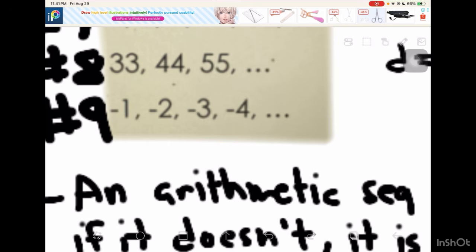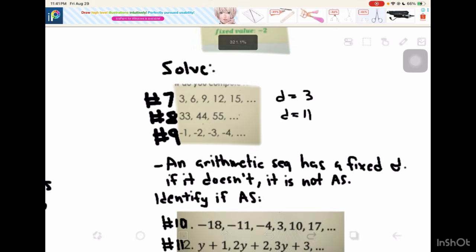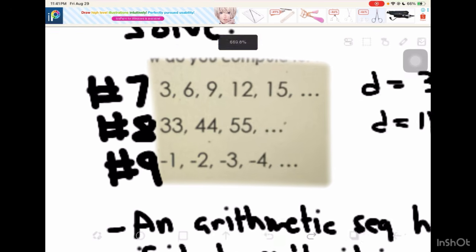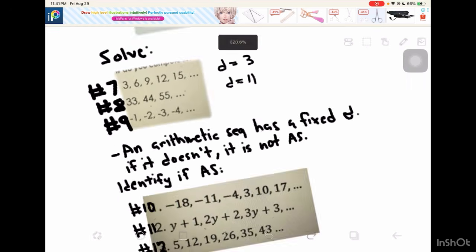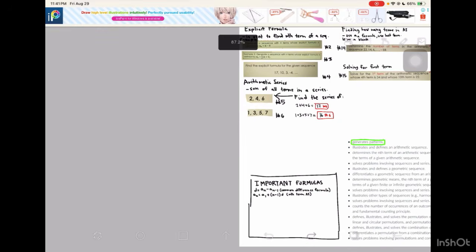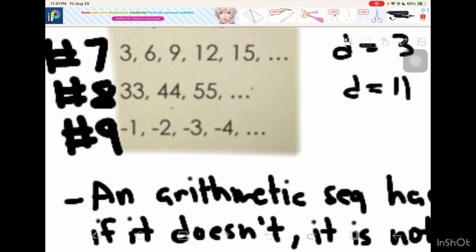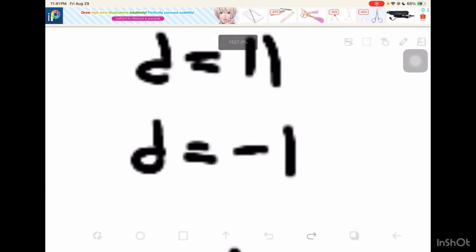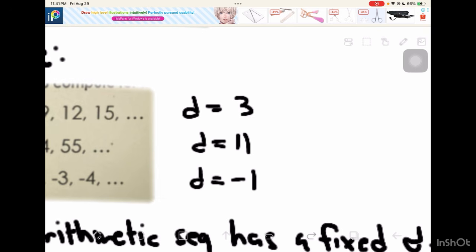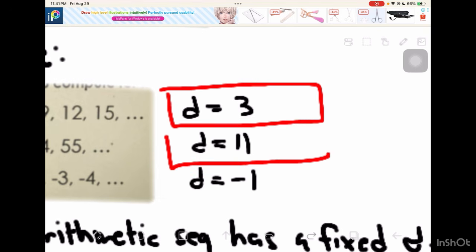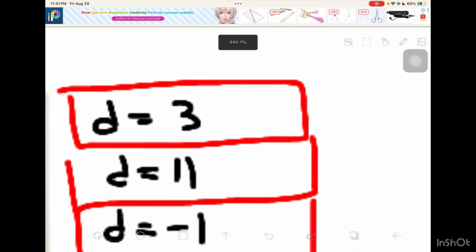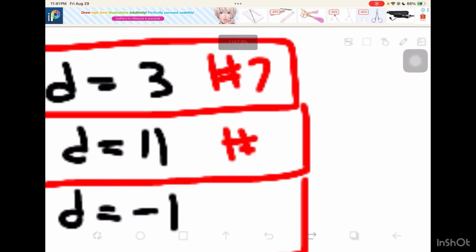Next, -2 minus -1. Hold on. So -2 minus -1 is just negative 1, I believe, right? Yeah. So this is an example of a decreasing sequence. So this is, yes, negative 1. So I will box all of this because these are answers. And this is number 7, number 8, number 9.